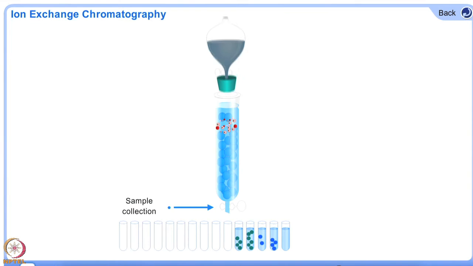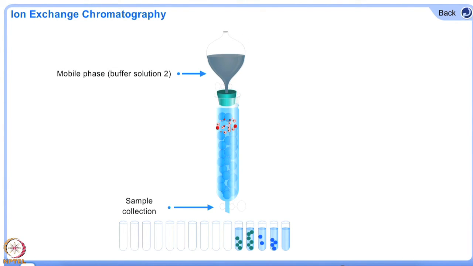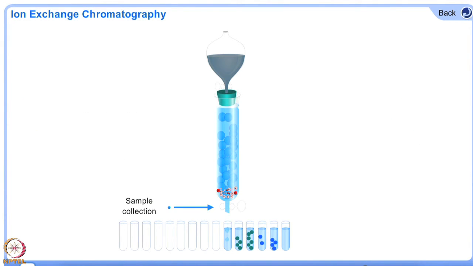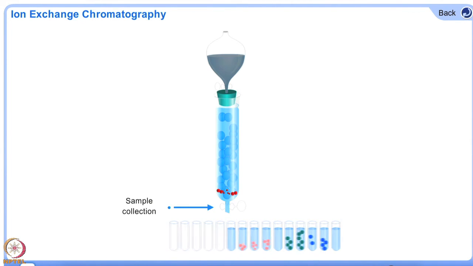The buffer solution is then changed such that the net charge of the protein of interest is modified and it no longer binds the ion exchange resin. Therefore, the bound protein also gets eluted out of the column in this manner. Fractions of appropriate size must be collected and analyzed for their protein content. The negatively charged proteins which get eluted first will be present in the initial fractions, while the positively charged proteins that bind to the column are eluted in the later fractions.